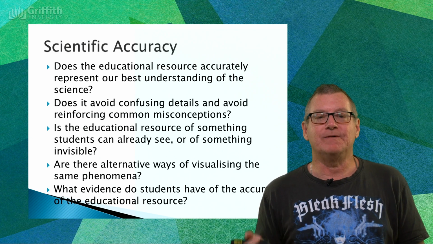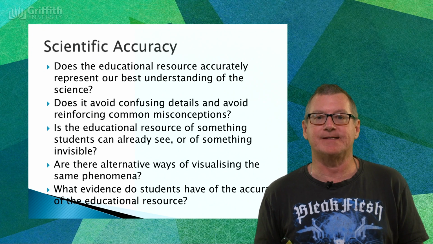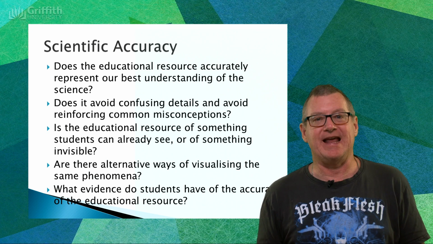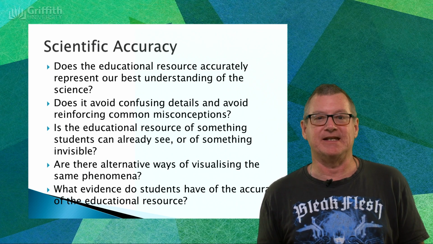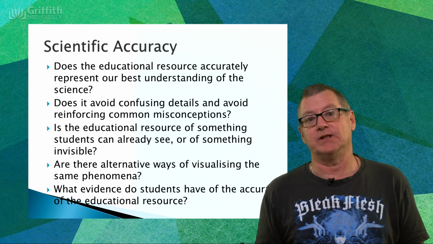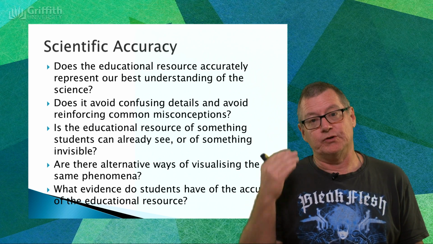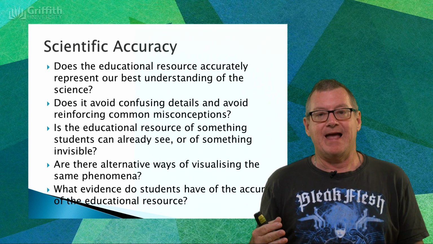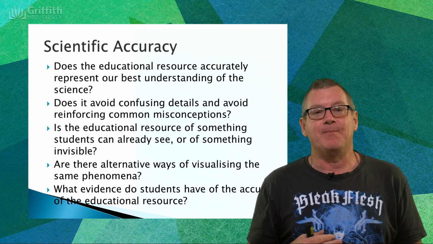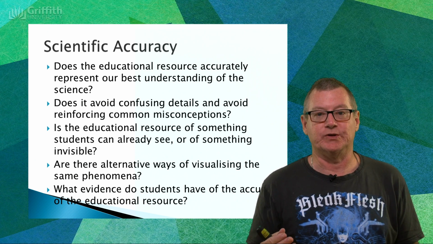But so first one, and probably the most important, if you are going to use a resource in your class of any kind, is it scientifically accurate, or is it just plain wrong? Is it going to reinforce misconceptions? Does it represent our best current understanding, or an earlier model if you want that? So for example, in atomic models, you might want to use Bohr's model of the atom because you're working with a class for which that's appropriate and so on. But is it accurate for the purpose of what you're trying to do?